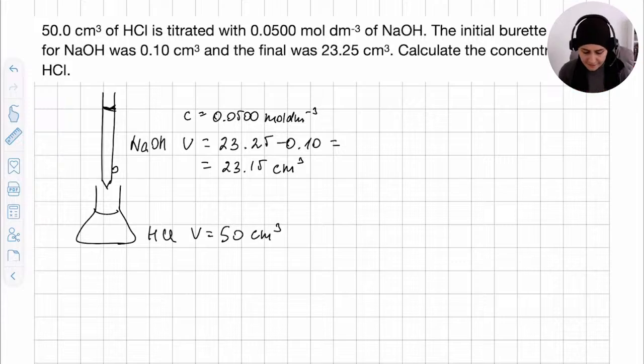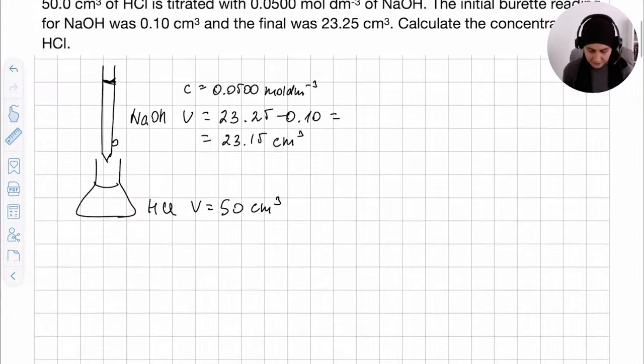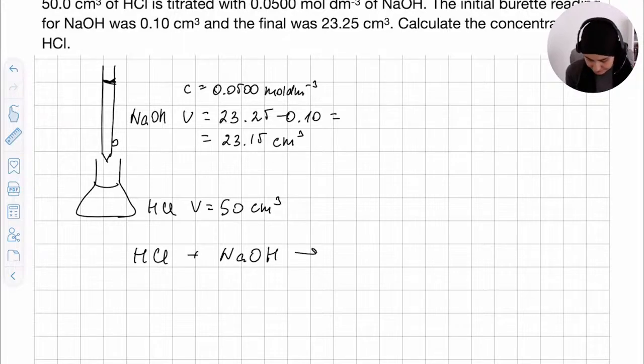Okay, then, so for titration questions, we always need to know the reaction. Here, the reaction is not given, but obviously you need to know how HCl reacts with NaOH. So it's HCl and NaOH. If you don't know it, you need to revise MYP or GCSE chemistry, whatever you were doing, because this is like pre-IB and pre-A level knowledge. So they react in 1-to-1 ratio. You get acid and base, you get salt and water.